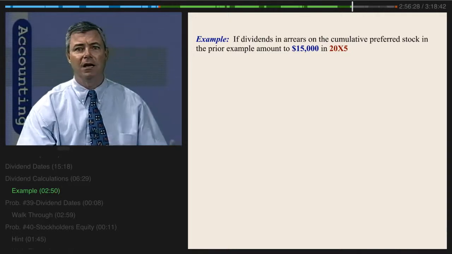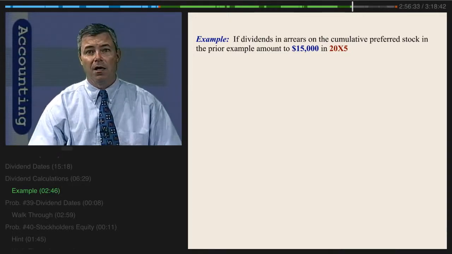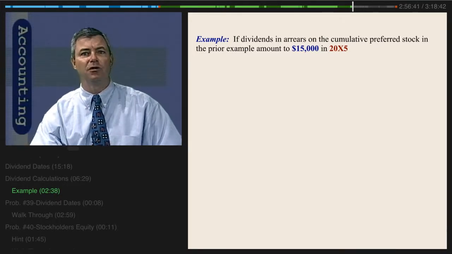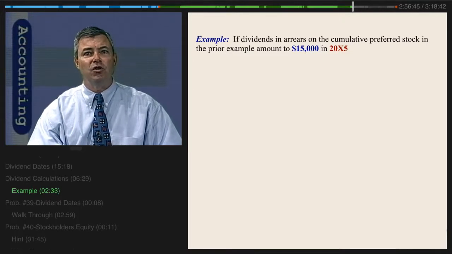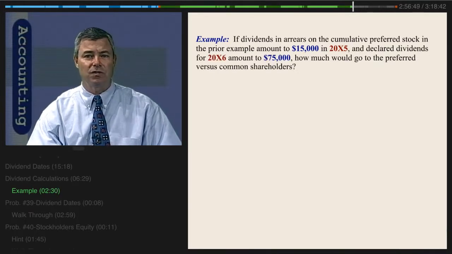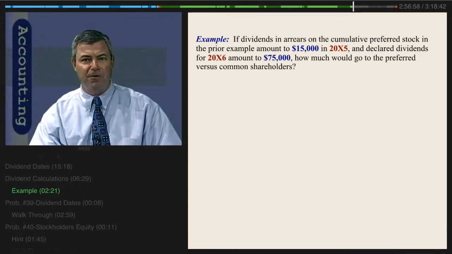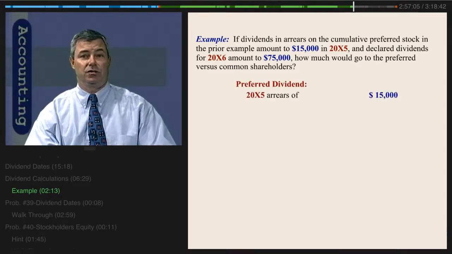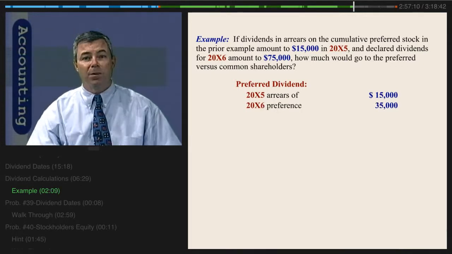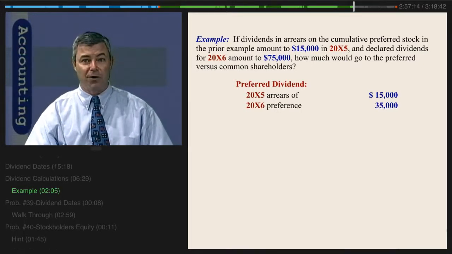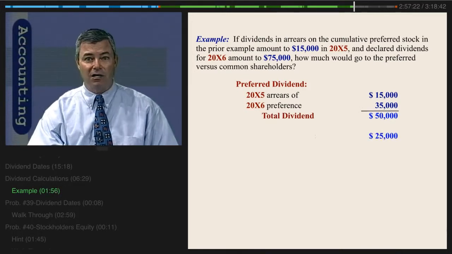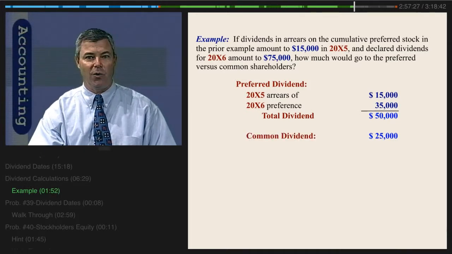Now, in our just past example, the right of the preferred shareholders is to $35,000 every year. But in 20X4, the dividend was only $20,000, so we have some arrears, which would be disclosed in the footnotes of the financial statements. Now, let's assume that dividends declared for 20X6, the next year, amount to $75,000. How much of those dividends would go to the preferred shareholders versus common shareholders? Well, the preferred shareholders would get any dividends in arrears, that $15,000 from the prior year 20X5, plus their current year dividend preference of $35,000, so they'd get $50,000. And any excess, $25,000 of the $75,000 declared, then goes to the common shareholders.